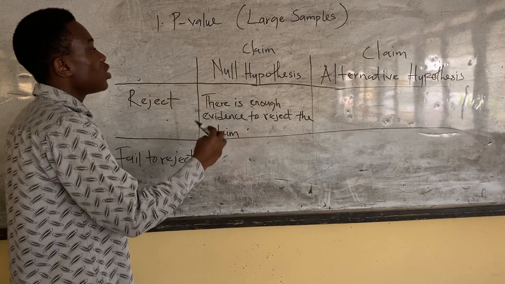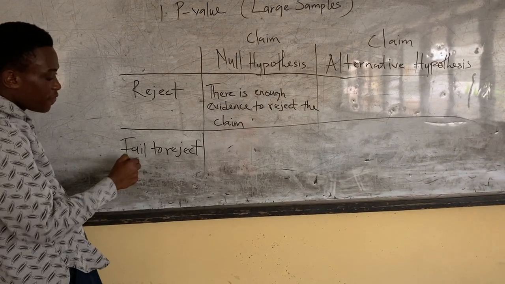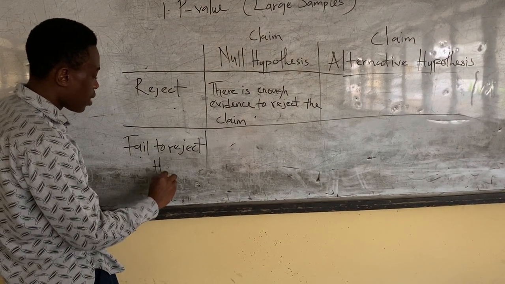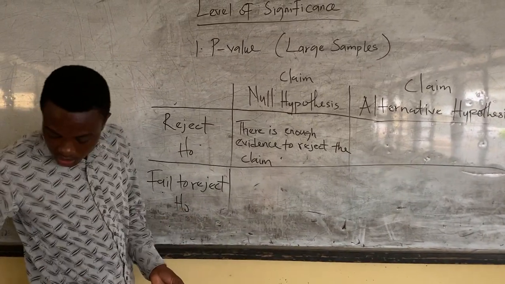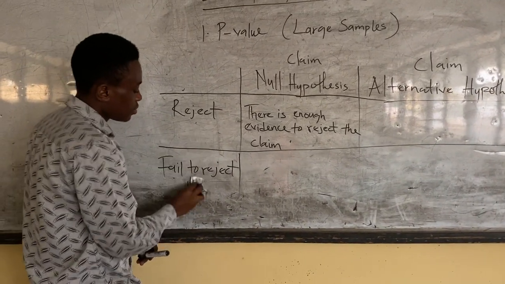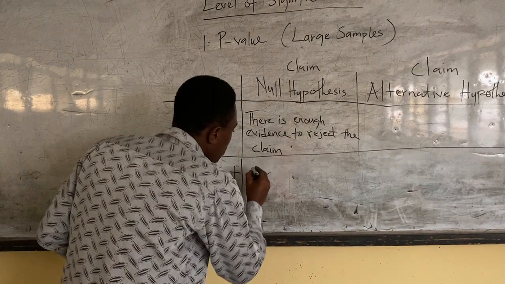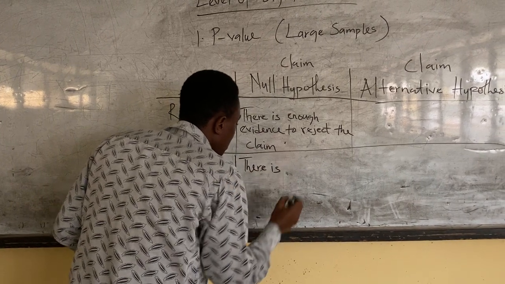And when your claim is a null hypothesis and your decision rule is fail to reject the null hypothesis, then your decision becomes there is not enough evidence to reject the claim.